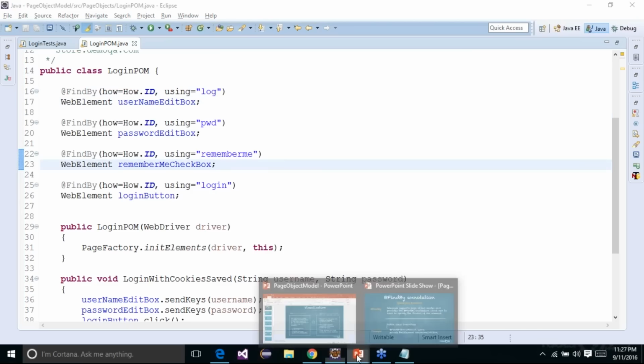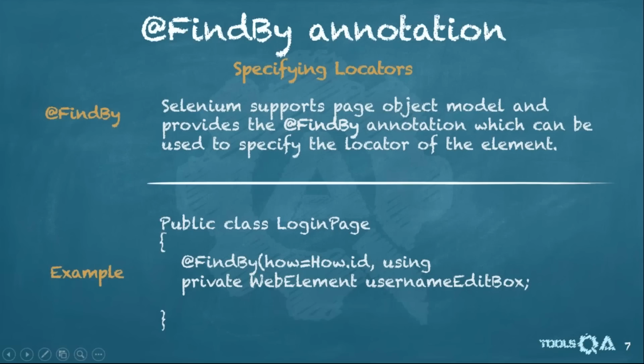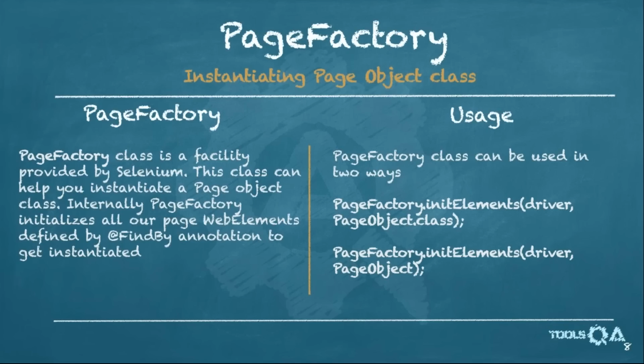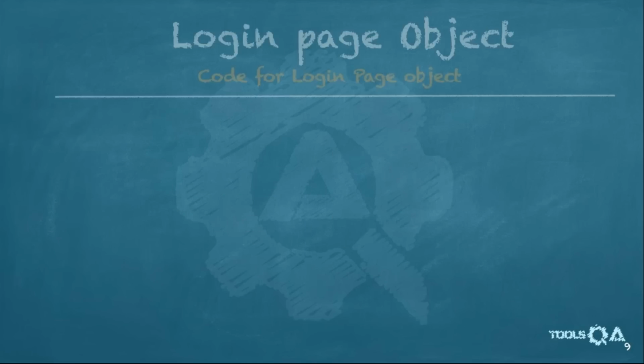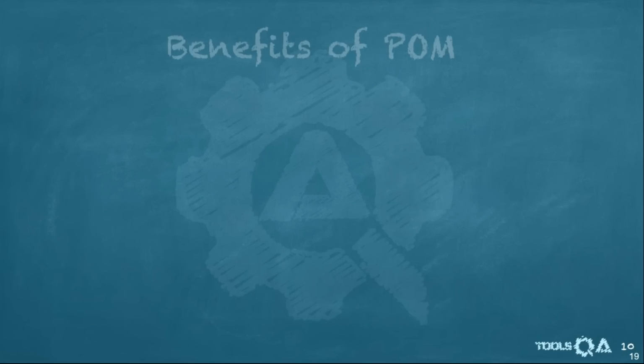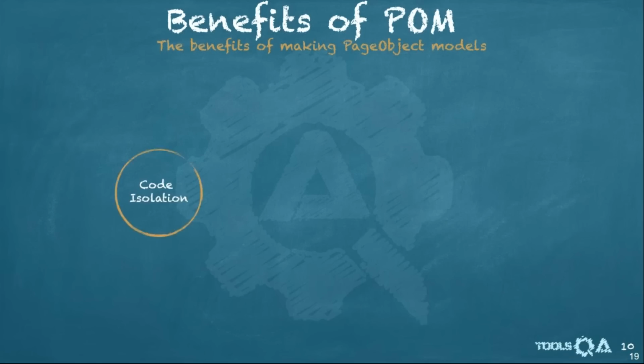Now let us move on to the next topic quickly. We are about to complete our session timing. So let me just quickly move on to the next slide. This was the find by annotation, which we just discussed. This was the PageFactory, which we just saw in working. Let us see the next part, login page object. We have created our login page object, so we have seen the code as well, so we know how we can create the login page object. Now let me just quickly move on to the next slide, which is benefits of POM.